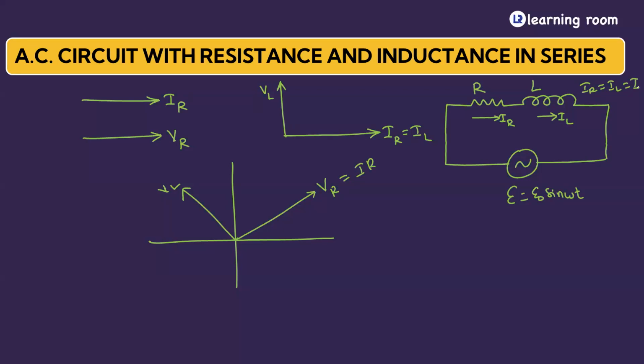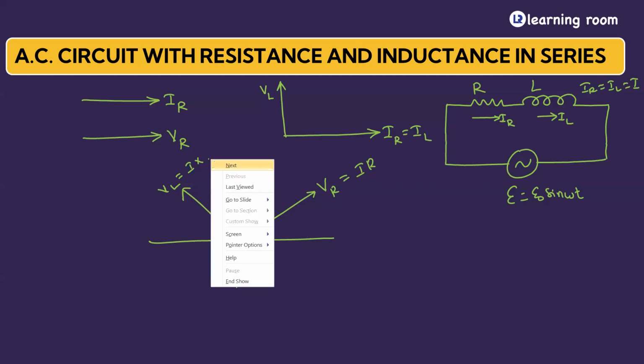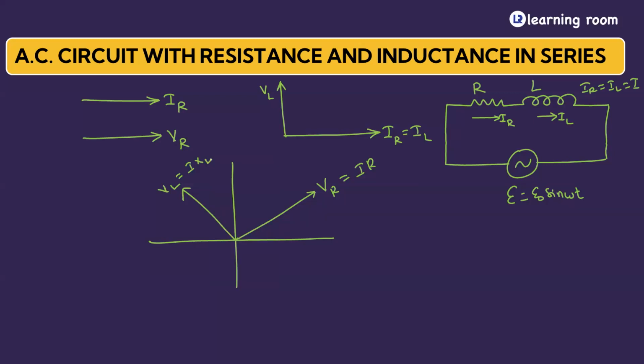Then what can I write VL as? It will be I into XL. Right. So VL will be equal to I into XL. Are you convinced with this? Right. Now the question is, this is a vector and this is a vector. Right. So how will the resultant be?